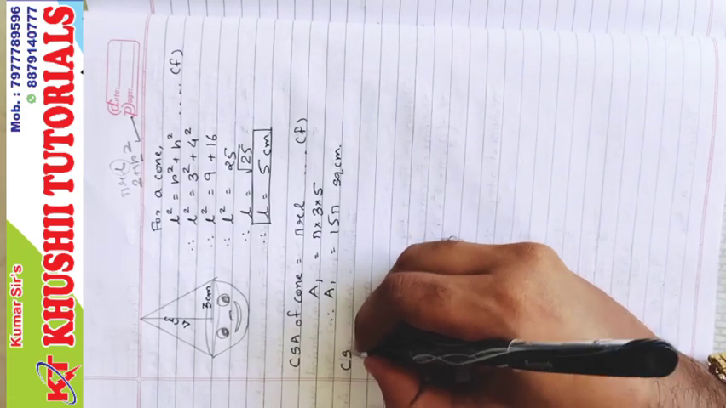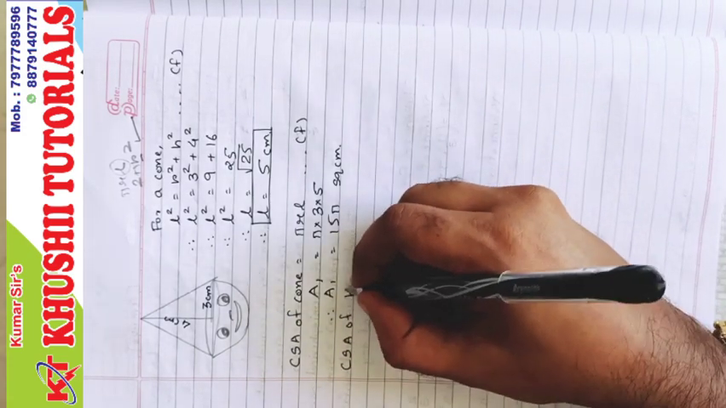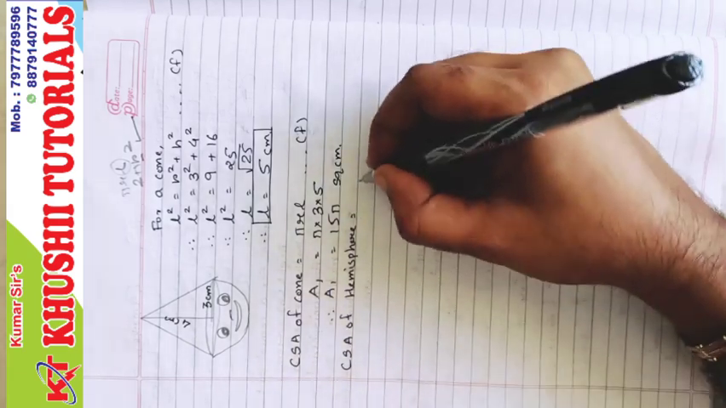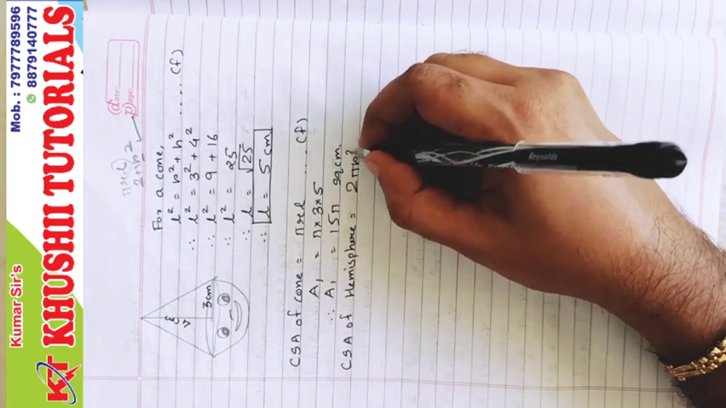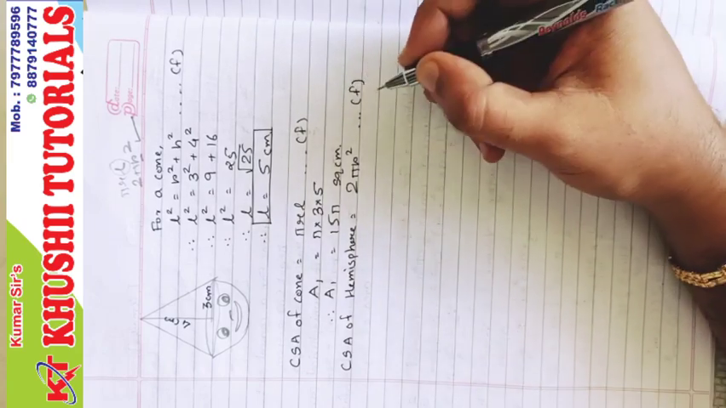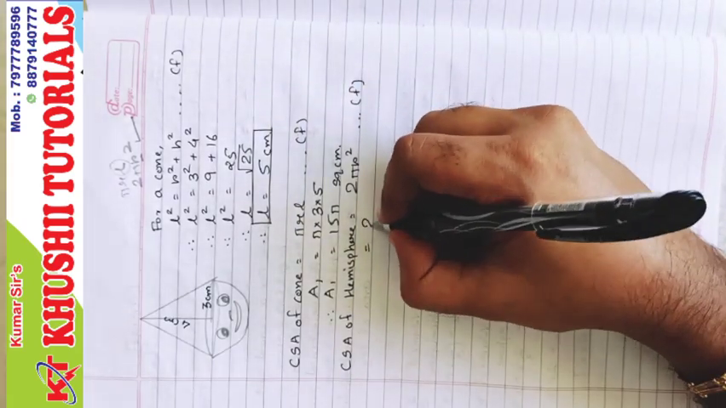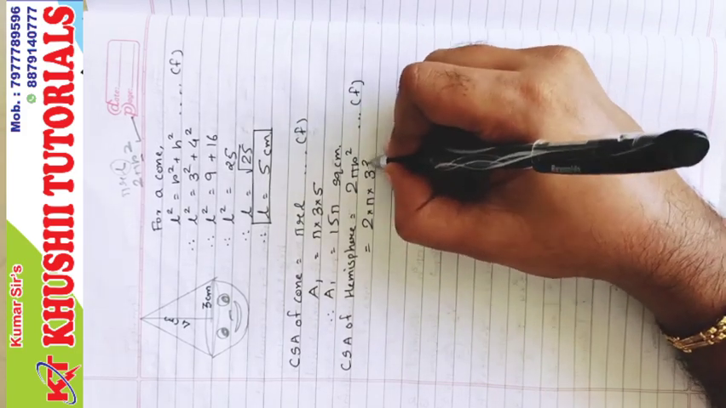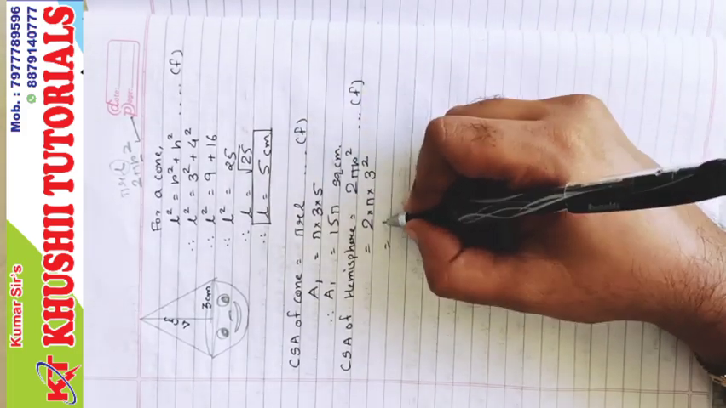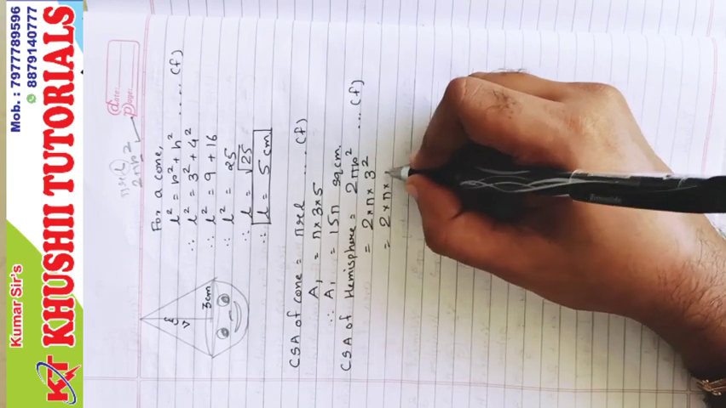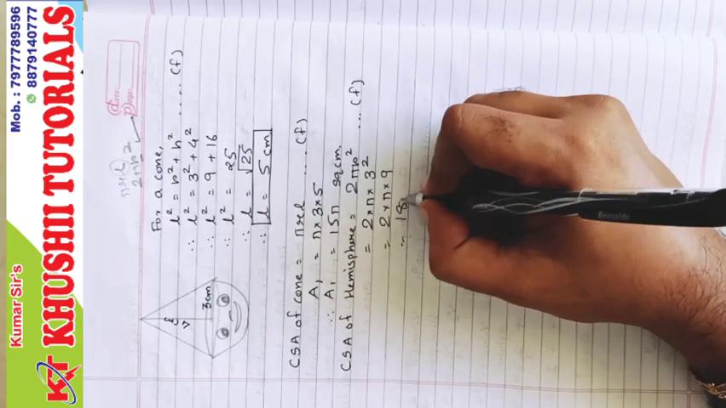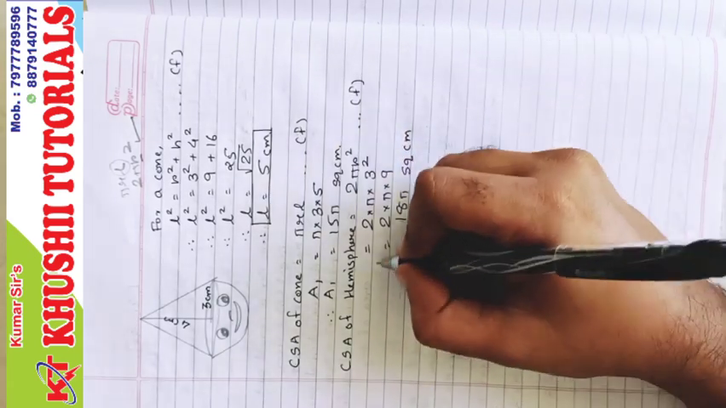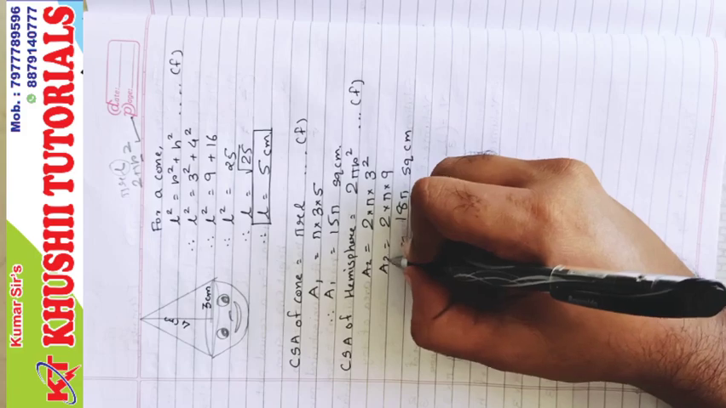Now CSA of hemisphere, which is 2 pi r square, and that is definitely a formula. Therefore 2 will remain 2, pi will also remain pi. R radius is 3 square, and 3 square is 9, so 2 into pi into 9, 9 2s are 18 pi square centimeter, which is easy to calculate. We will assume this as A2.